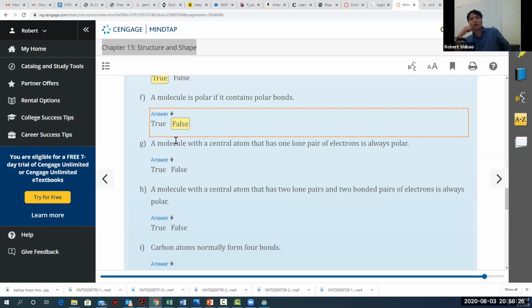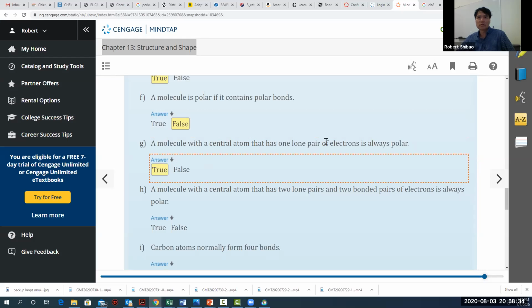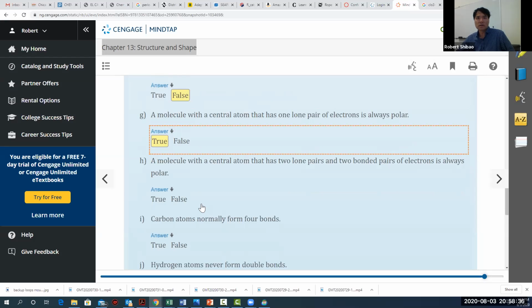This one is a tricky question. Your book is going to say true, but there are cases where it could be false. They just aren't in this book. A molecule with a central atom that has two lone pairs and two bonded pairs is always polar. That's true. It's always bent.